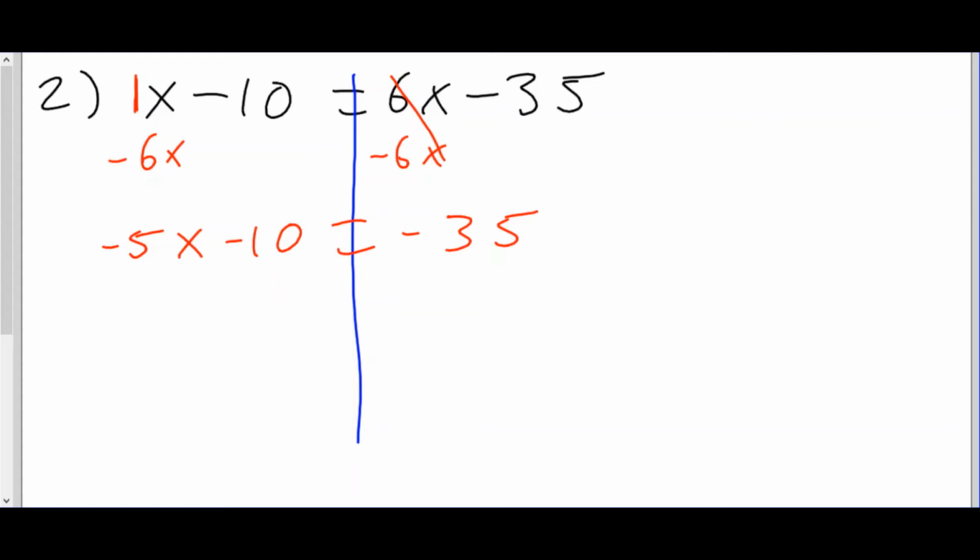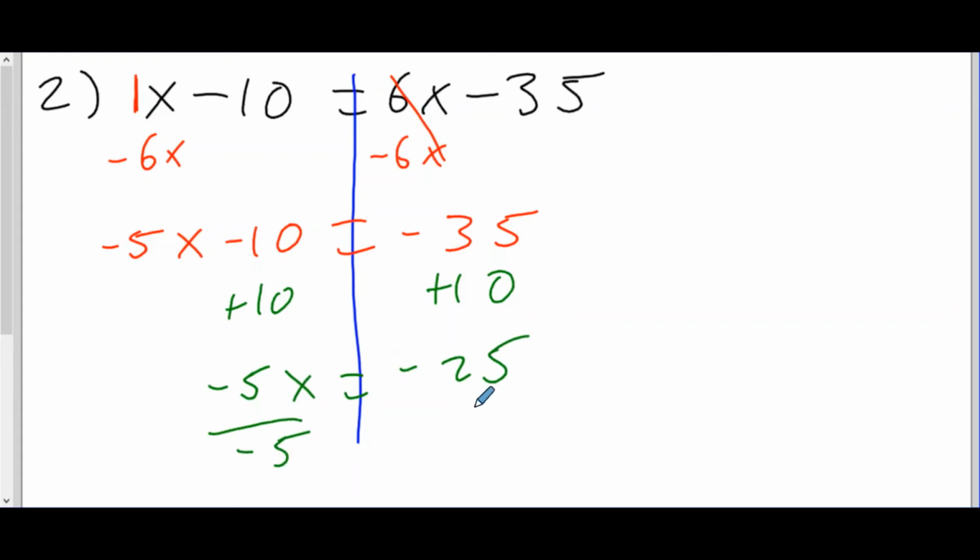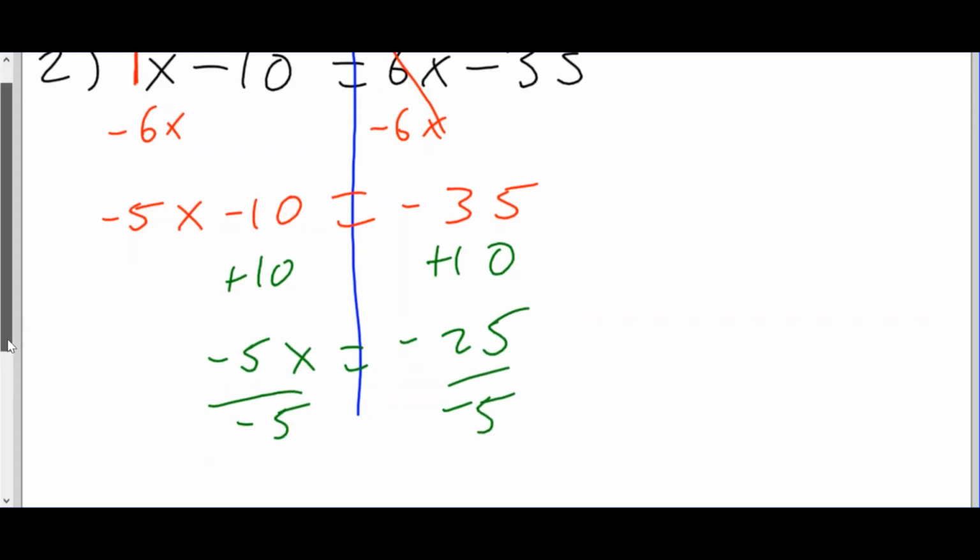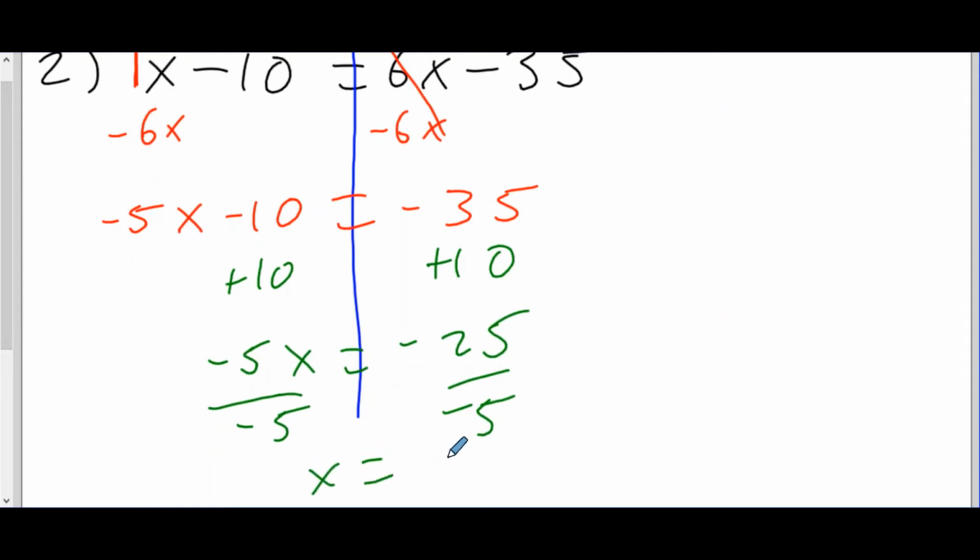So now I'm solving for x, so I'm going to add 10. Negative 5x equals a negative 25. Divide both sides by a negative 5, and a negative divided by a negative is, of course, a positive 5. You can go ahead and verify that that answer is correct.